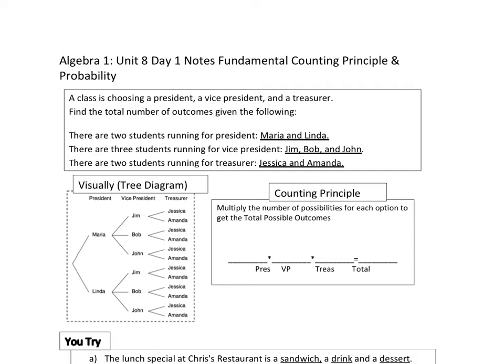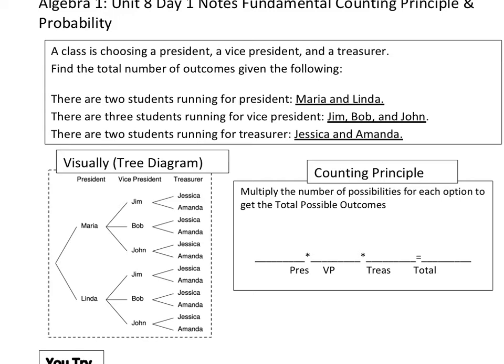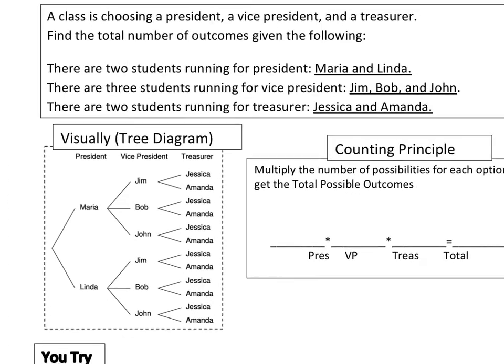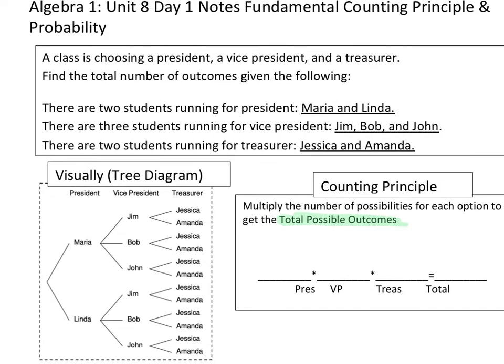The counting principle in probability is a way to find out how many options or possibilities there are. What you're really trying to do is, given a Venn diagram, figure out the total possible outcomes. To do that, according to the counting principle, you have to count how many options there are.